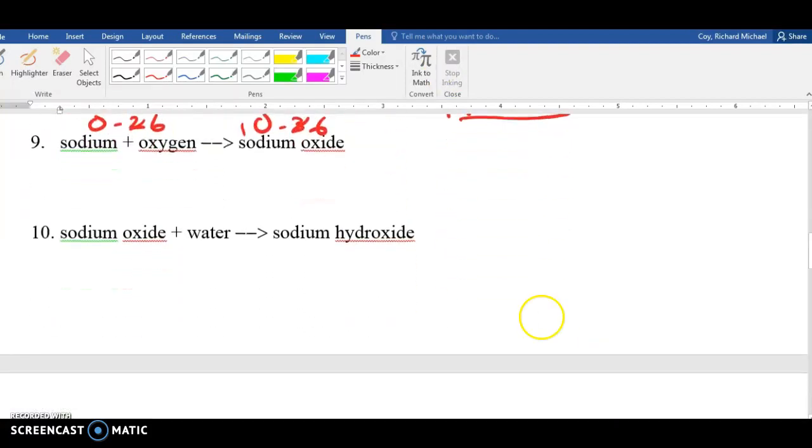Still going? Sodium and oxygen. Na plus O2 makes NaO. Sodium by itself, it's fine. Oxygen, diatomic, because it is. Sodium oxide, the charge on sodium is +1. Oxygen is -2, so you've got to go Na2O to make that neutral.